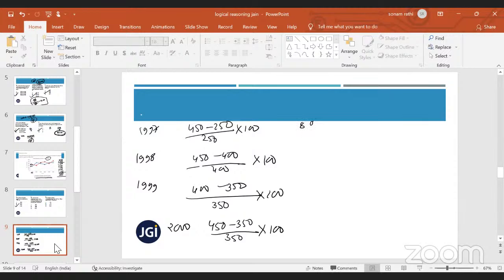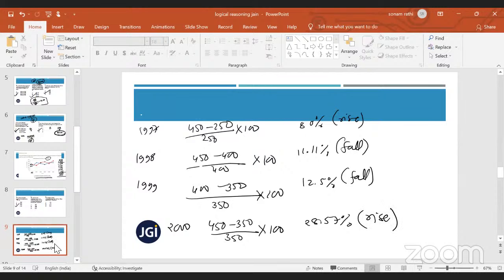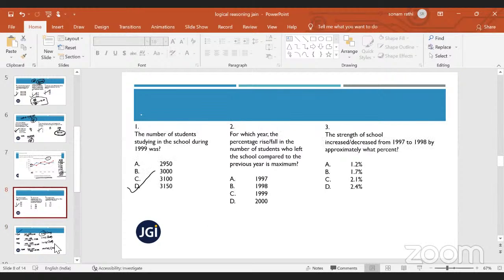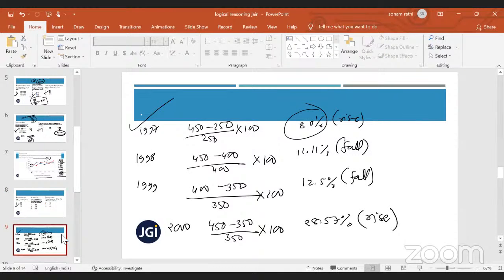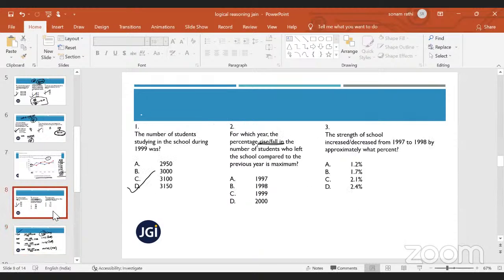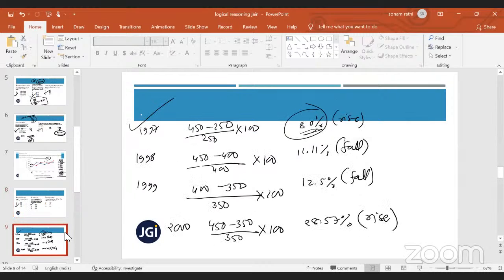So this is coming out 80%, 11.11%, 12.5%, 28.57%. This is rise because increasing, this is fall decreasing, this is fall decreasing, and this is rise. What is the question asking? Which one is the maximum? This one is the maximum. They're asking you either rise or fall, so it doesn't matter, rise or fall. But the percentage has to be maximum. So which one is the maximum in this? 80%. So which answer? Option A. Got it?